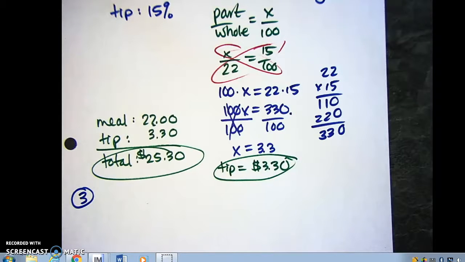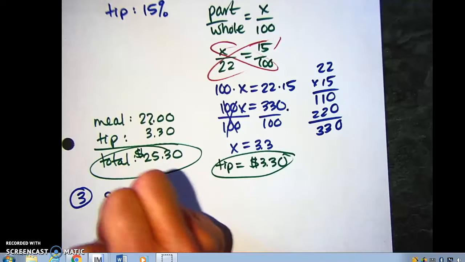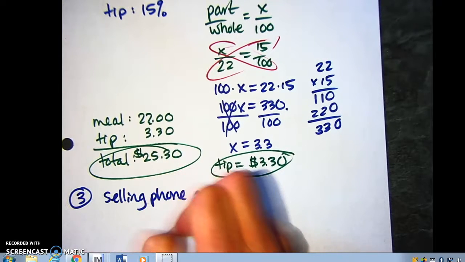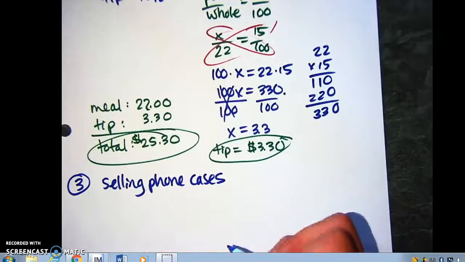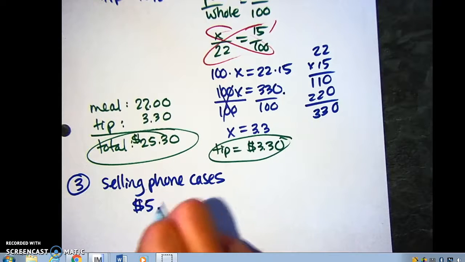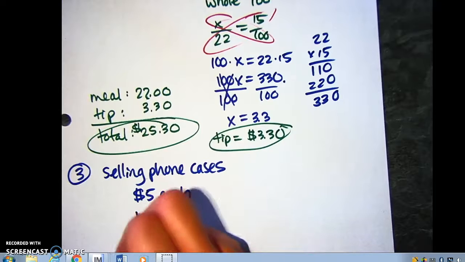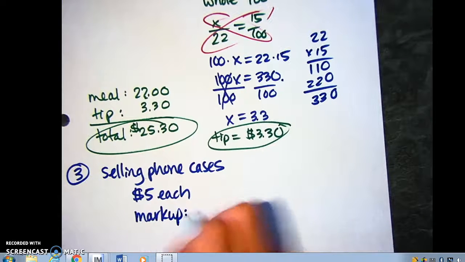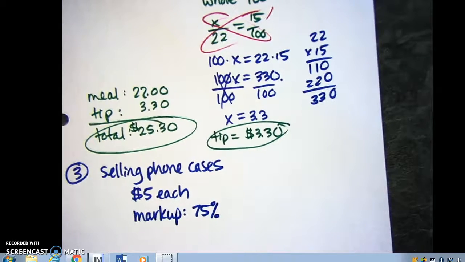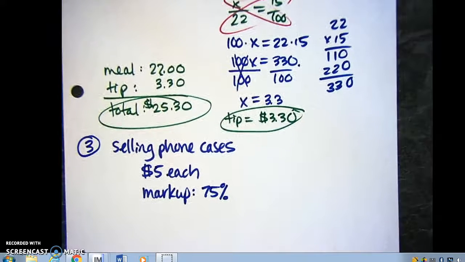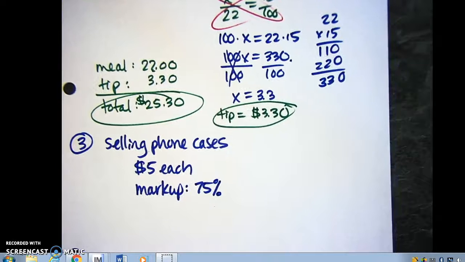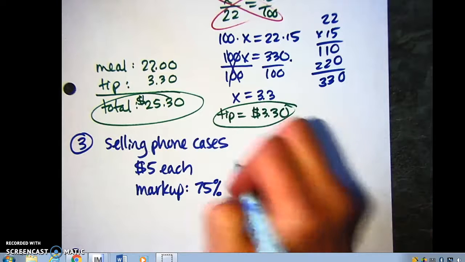So going back to markup. Let's say you have your own business and you're selling phone cases. You purchase them for $5 each, but you need to mark them up to make a profit. So your markup is 75%. Now, of course, in Math Market, that wouldn't have been enough to make 100% profit, but at least it's something. Once again, we're just asking ourselves, what is 75% of $5?